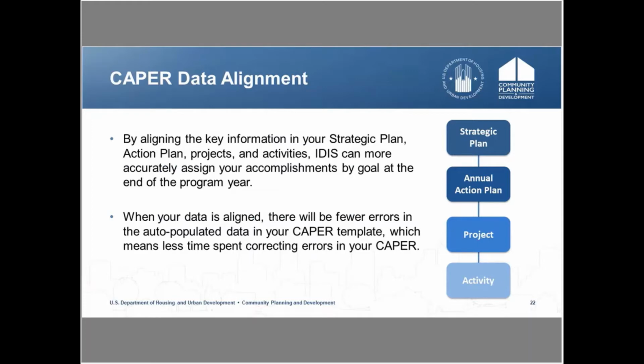And when you align information in your strategic plan all the way down to each activity, there are less likely to be errors in the auto-populated data in the CAPER template, and that ultimately means you'll spend less time correcting errors when working on your CAPER.